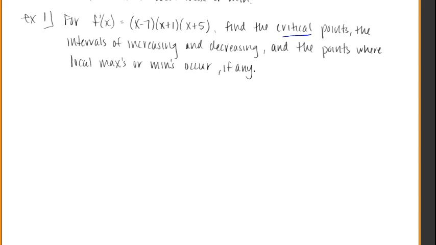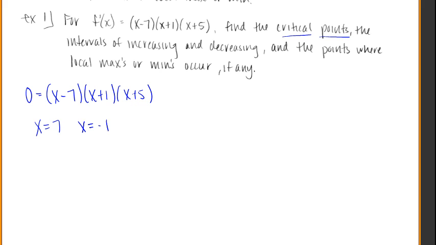The first thing we want to look at is finding the critical points. Remember, the critical points occur, by definition, where your first derivative is either equal to 0 or undefined. Here's our first derivative, so let's set it equal to 0. Because it's already factored, solving this gives us potential x values of 7, negative 1, and negative 5. So here are our potential critical values.